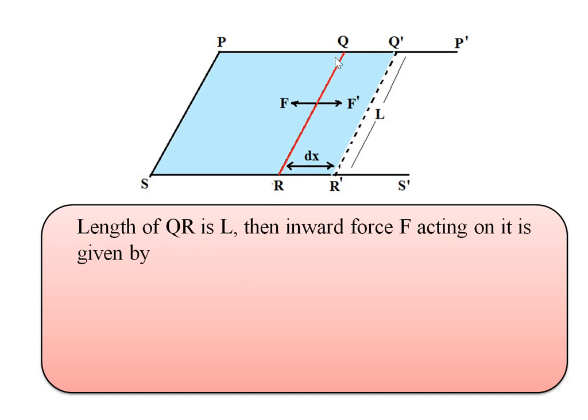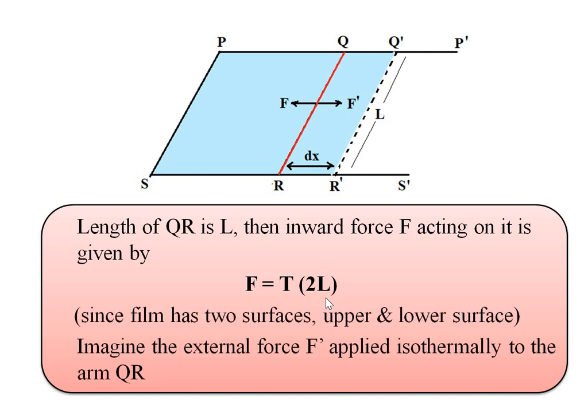The length of QR is capital L, then the inward force acting on it is given by: as we know, surface tension has the formula capital T is equal to F divided by L. So F is equal to T times L. So we can write F is equal to T times (2L). Twice L because the film has two surfaces, that means the upper and the lower surface.